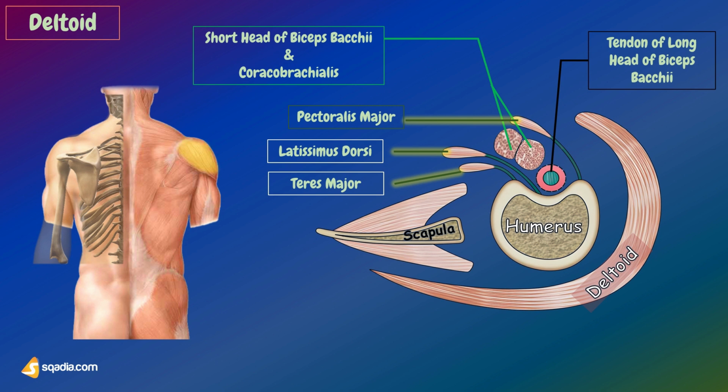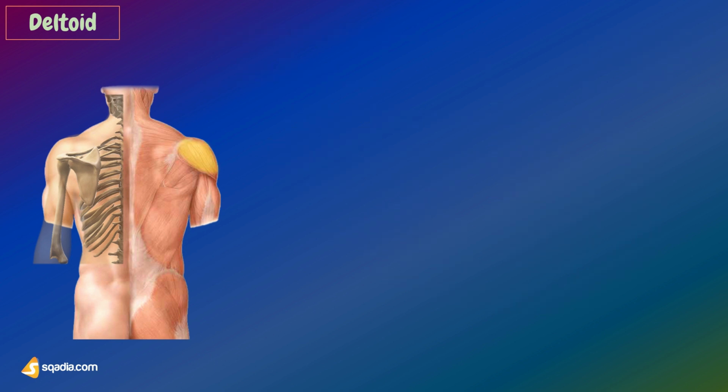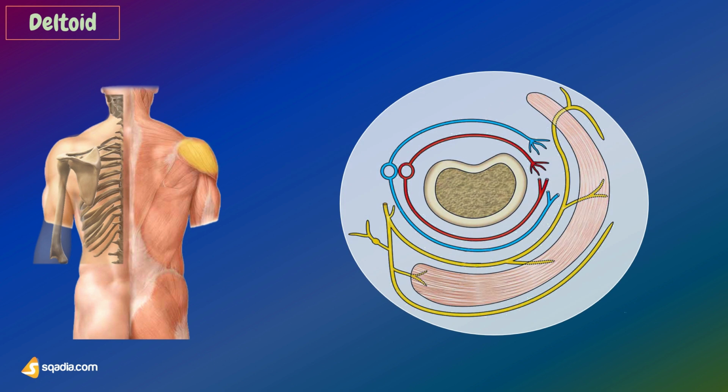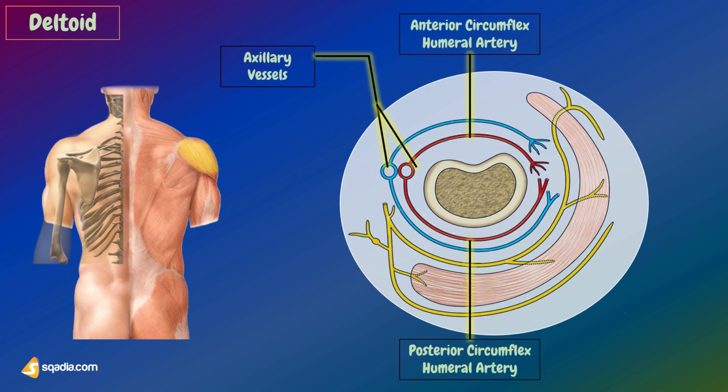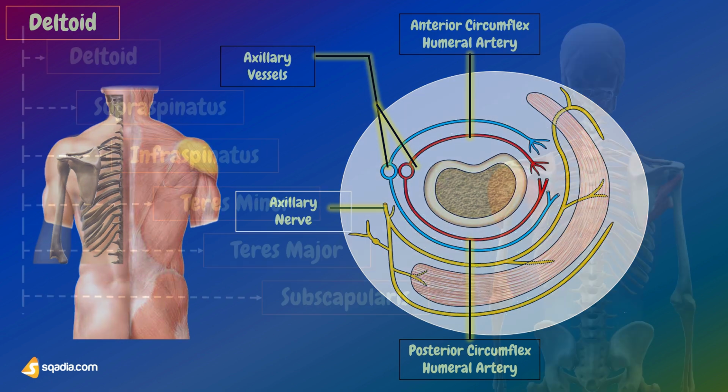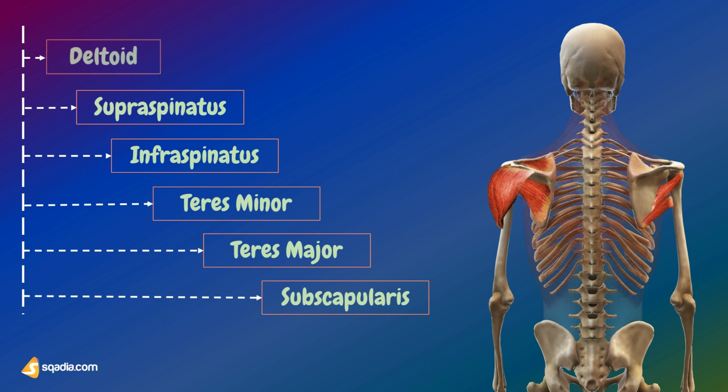Insertion sites of the pectoralis major, teres major, latissimus dorsi, and the long head of the triceps are also underneath the deltoid muscle. As for the vessels in the region of the deltoid muscle, anterior and posterior circumflex humeral arteries are present here. And the axillary nerve also passes in this region. We will discuss its branches at a later stage. That is all about the deltoid muscle.